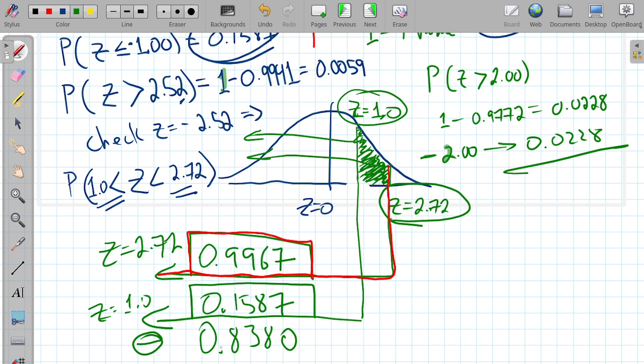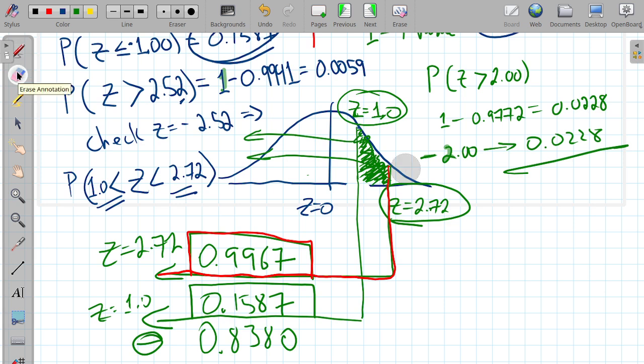Or if the question was asking, well, that doesn't make sense. I know what the problem is. You know why this doesn't make sense? Remember, the whole area here has got to be 1, right? The whole area under the curve is exactly 1. There's no way this is 83.8%. And that little chunk here, not a chance. And that's because I made a mistake.